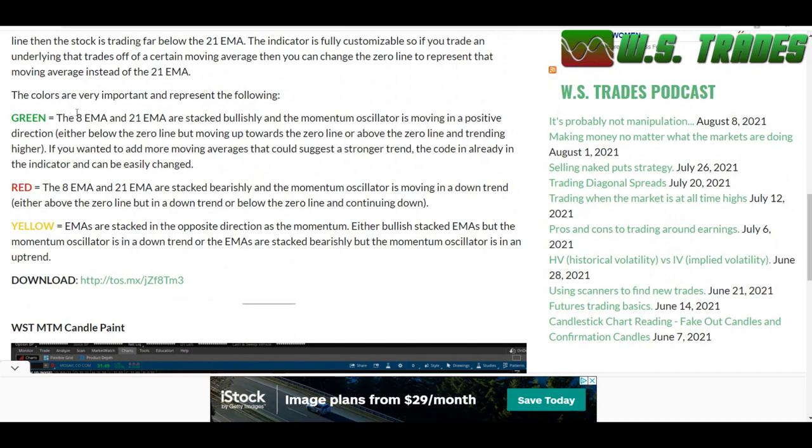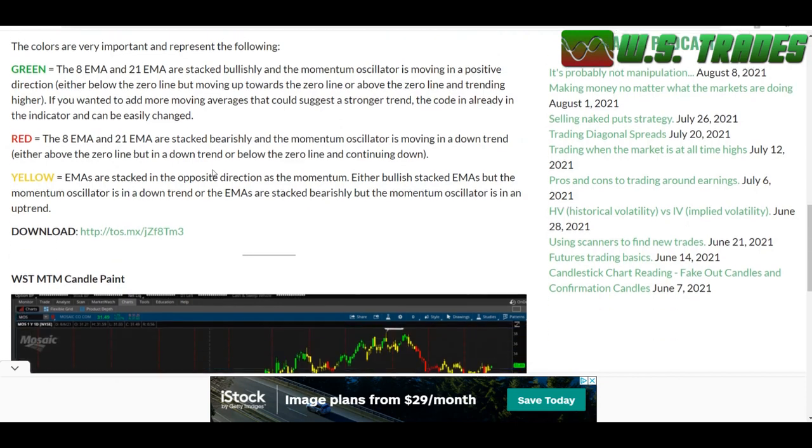So green is the 8 and the 21 EMAs are stacked bullishly, and the momentum oscillator is moving in a positive direction, either below the zero line but moving up towards the zero line, or above the zero line and trending higher. If you want to add more moving averages, they're still in the code, and I'll make a video later of how to add more moving averages if you want kind of a stronger trend.